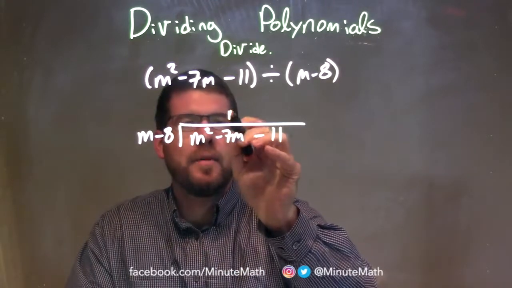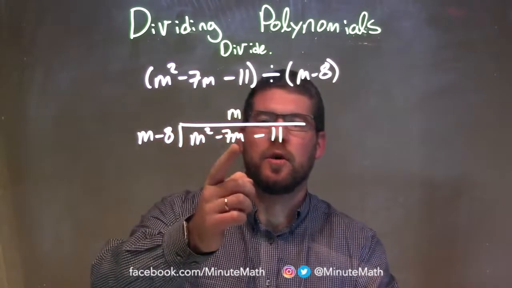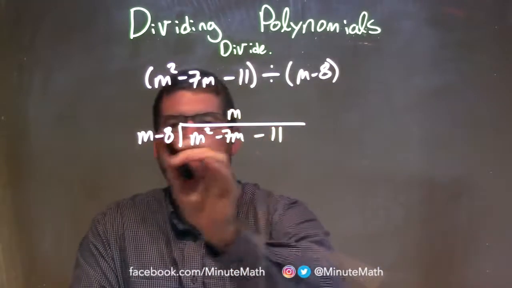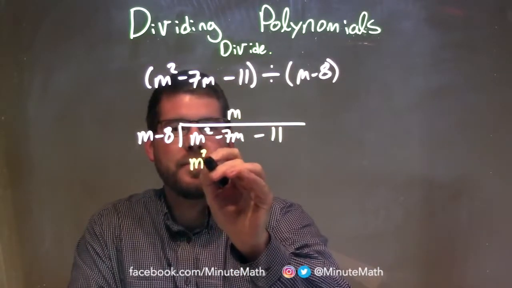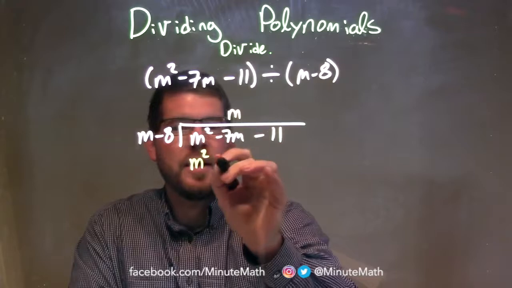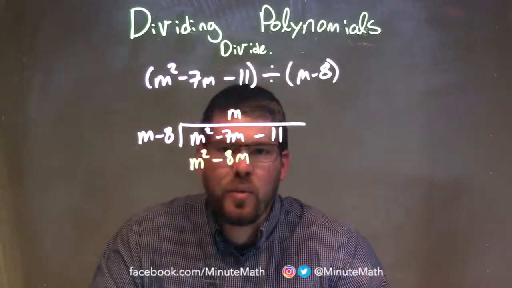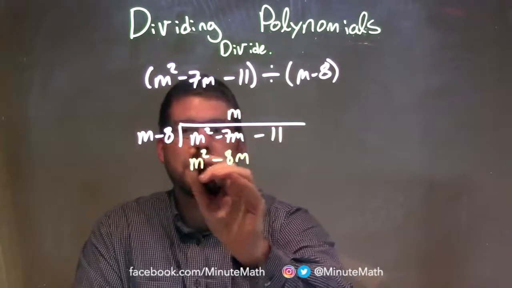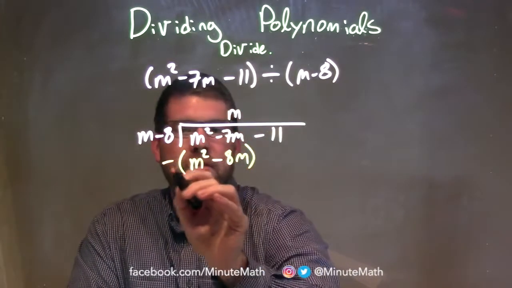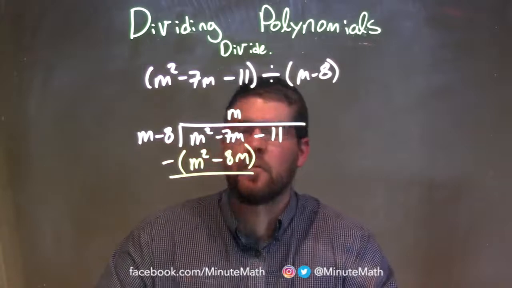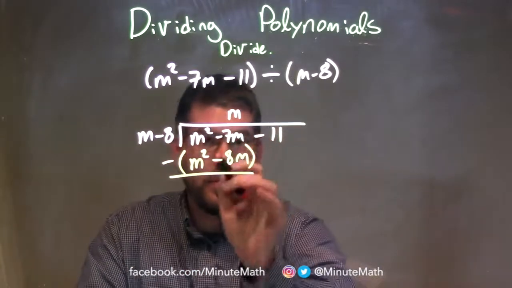So I'm going to put just one m right here above our place value where m is. M times m is m squared. And then m times minus 8 is a minus 8m. So then what we're going to do is we need to subtract this m squared minus 8m from our numerator, from the parts above it.